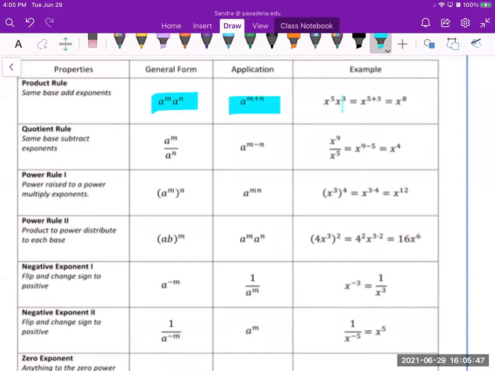And so here's an example. If I give you x to the fifth times x to the third, since we're multiplying, we can add the exponents. So the answer will be x to the 8th.